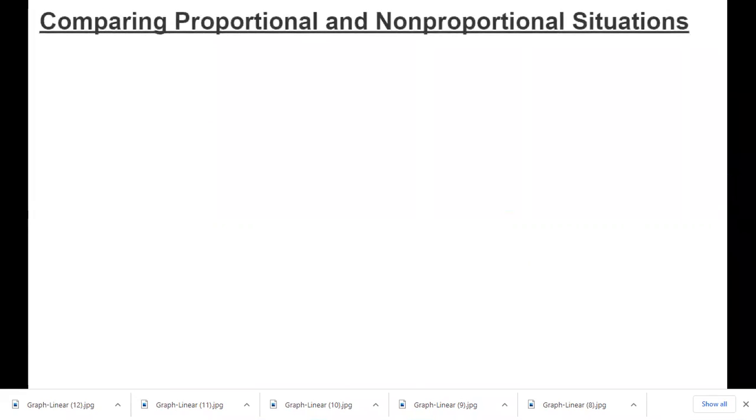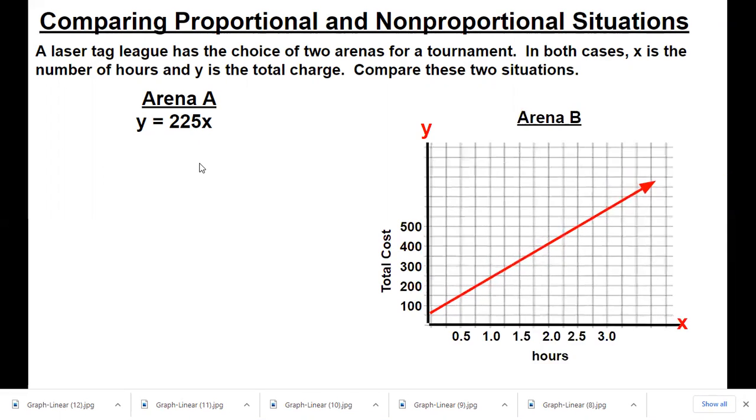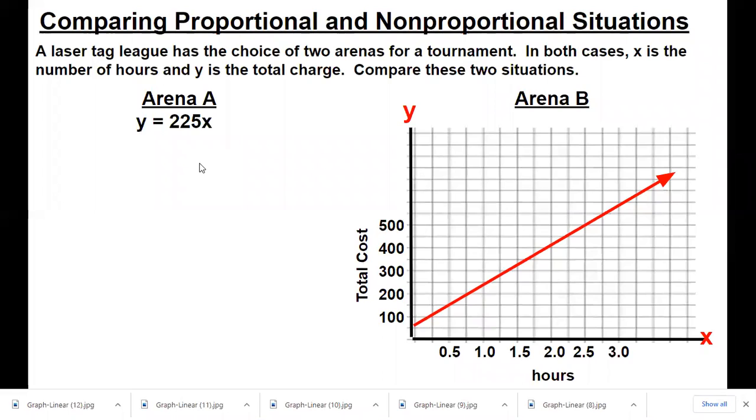Okay, welcome back. Let's compare proportional and non-proportional situations. A laser tag league has the choice of 2 arenas for a tournament. In both cases, X is the number of hours and Y is the total charge. So the more hours they rent it, the more it's going to cost them. Compare these two situations. Arena A, Y equals 225X. Arena B is a graph.